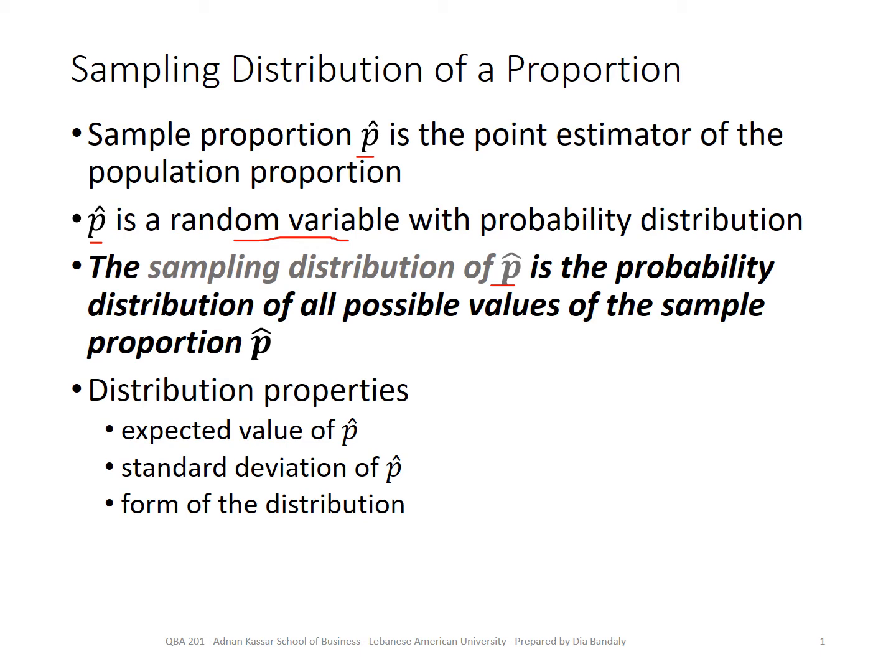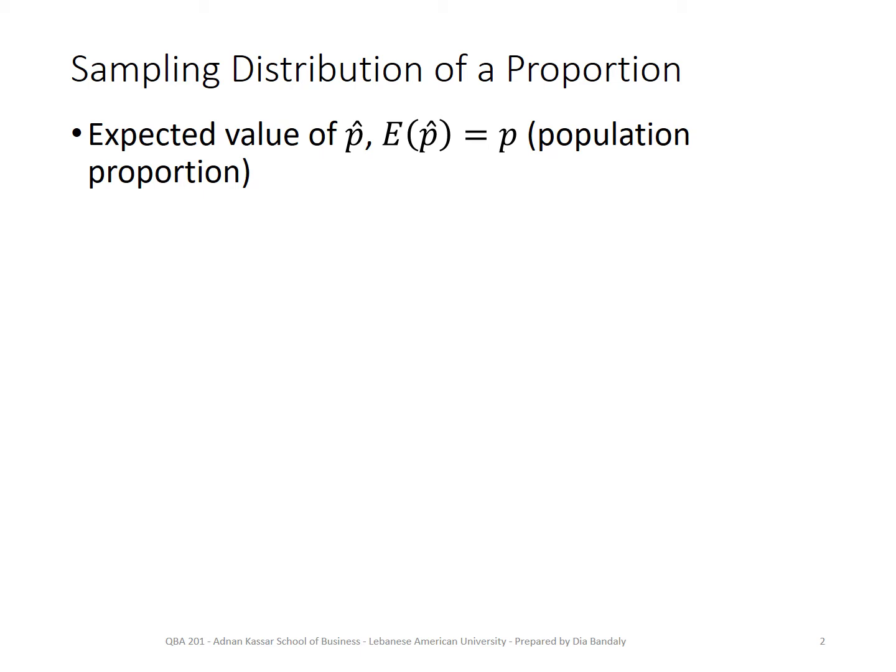So we're going to learn also these three characteristics of the distribution. What is the expected value of P hat? What's the standard deviation of the distribution? And what's the form of the distribution? All right, because we're going to use these in our inference. So let's see. We'll start with the easiest one.